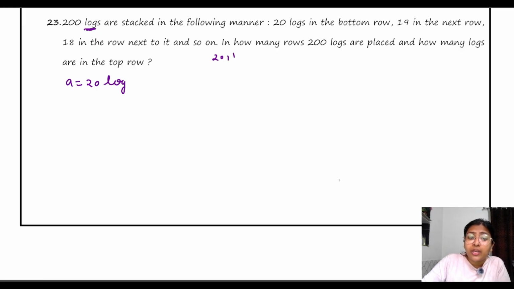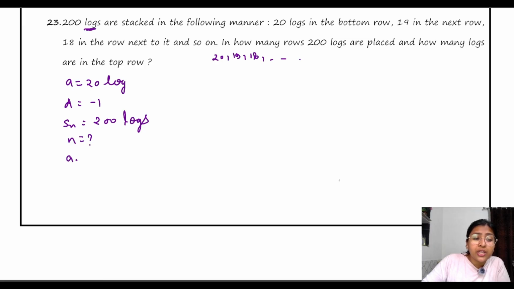So we have the AP. What is the common difference? Yes, the common difference is -1, succeeding minus preceding. And how many logs are there? 200. It means we have the value of Sn as 200 because there are 200 logs overall. In how many rows are the 200 logs placed? It means what we need to find out? n. And how many logs are in the top row? It means they are asking the last term.